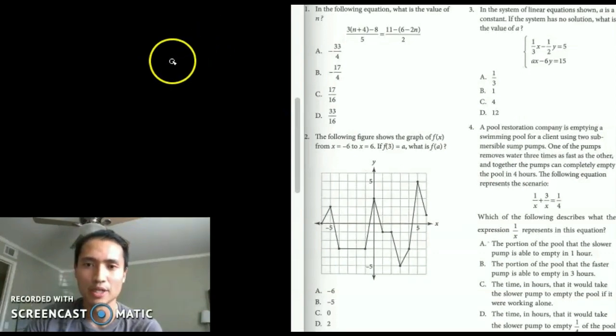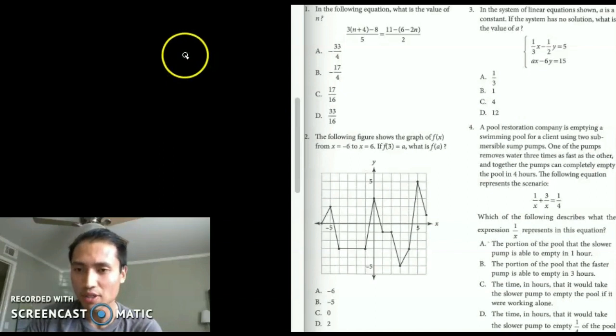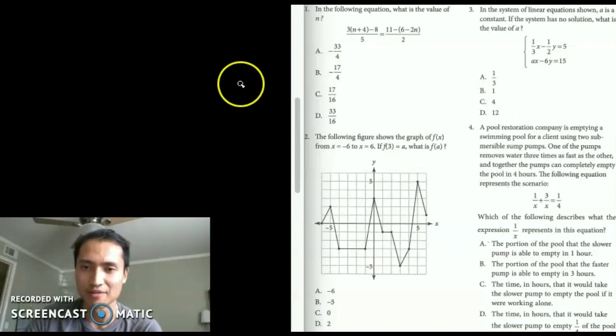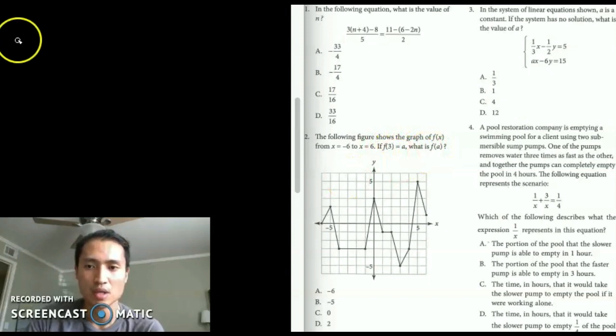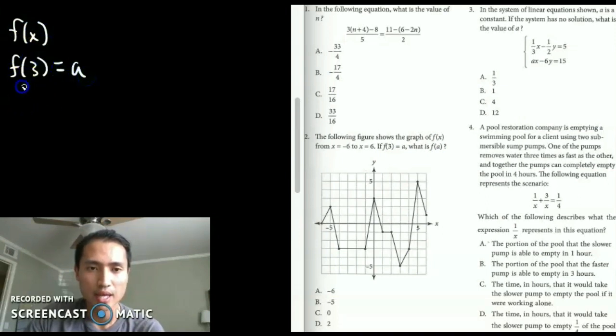Alright, the explore moment is over. Now we are going to actually solve it. So it says the following figure shows the graph of function f of x from x equals negative 6 all the way to x equals 6. If f of 3 is equal to a, what is f of a? So we have f of x. We are told that f of 3 is equal to a, and we're asked to solve for f of a.